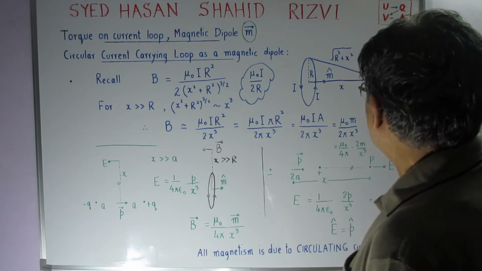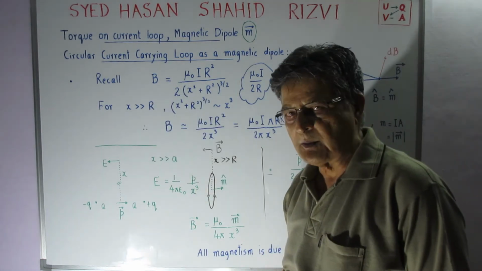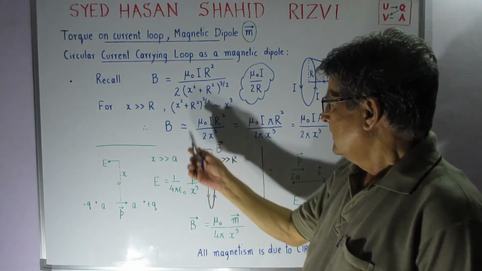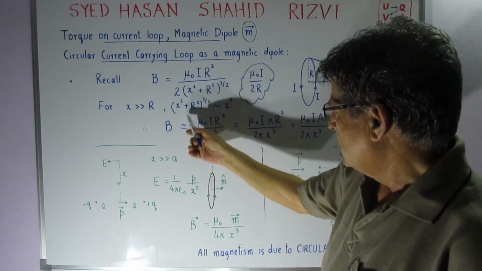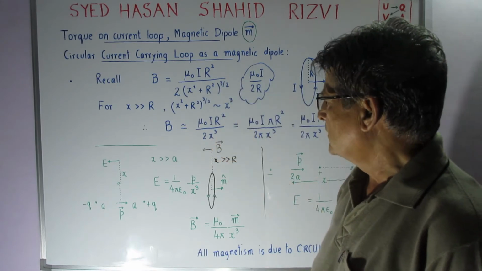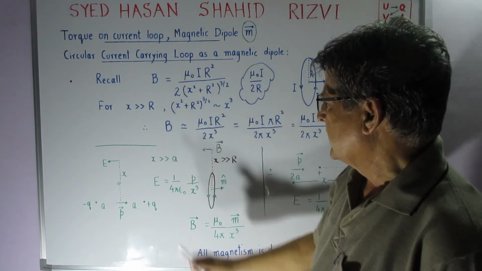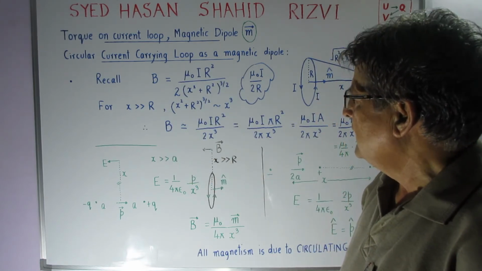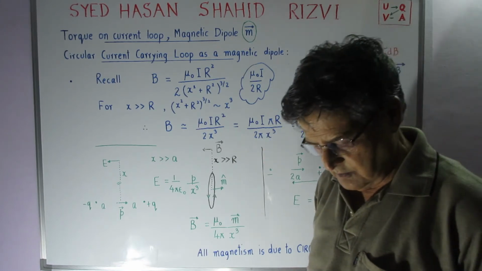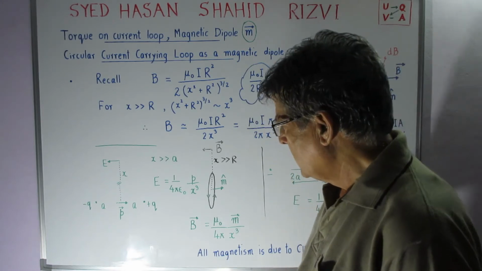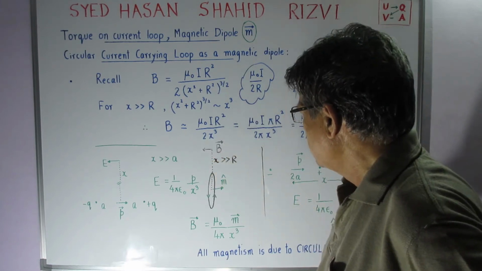But what I'm finding here is that if my x is very, very large as compared to r, then in this x square plus r square raised to the power of 3 by 2, r will vanish, and this becomes approximately x cubed. So I can write the value of the magnetic field at such a distance on the axis of this circular loop to be mu naught I r square upon 2x cube.